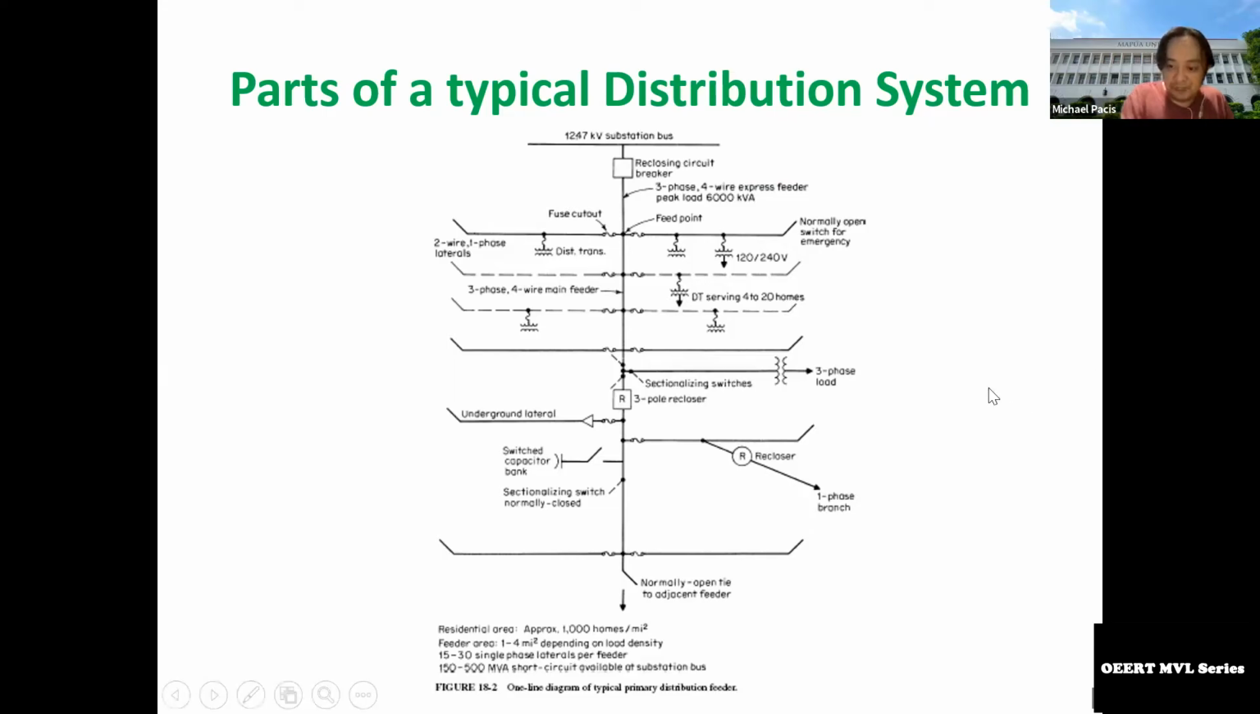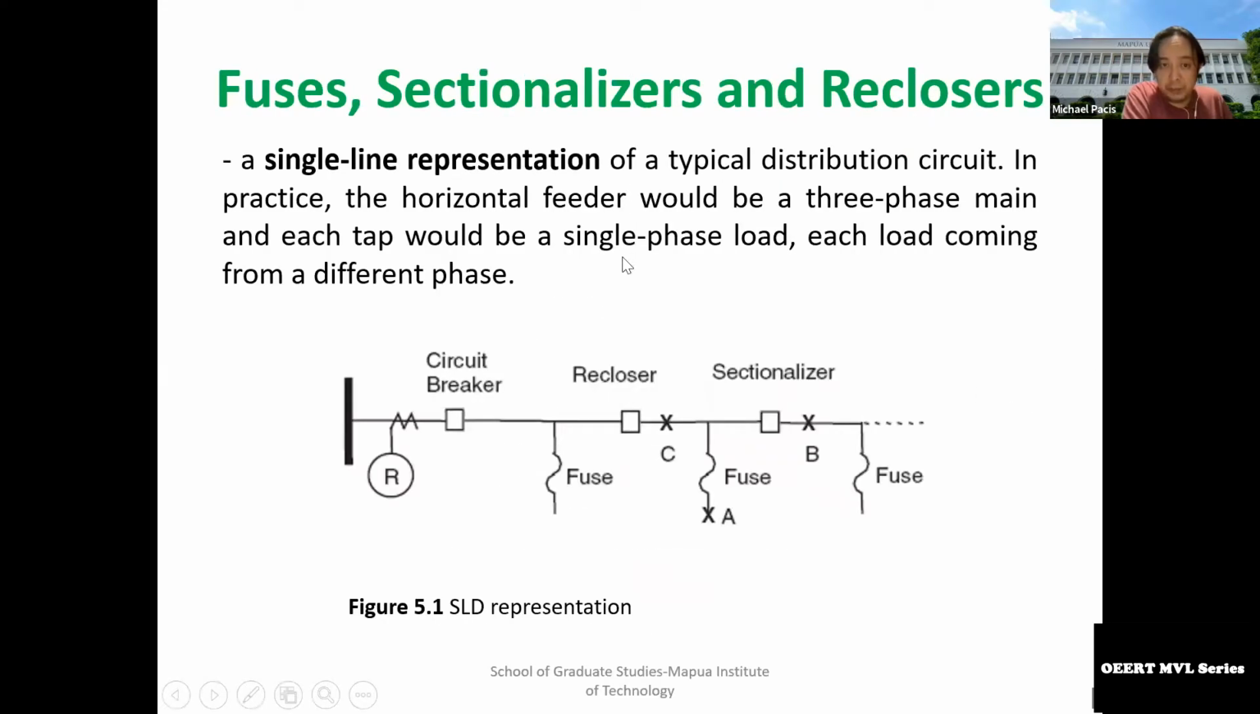Okay, now discuss natin. Here, this is a single line distribution of the typical distribution circuit. So definitely your circuit breaker, from your utility or grid, you have your relay, and then each load coming here, you have a fuse, and then from this section, you have your sectionalizer and a recloser. They have different functions dependent on the fault. As you can see, may mga fault akong nilagay dito, but we will discuss them one by one so that you can understand their specific functions.